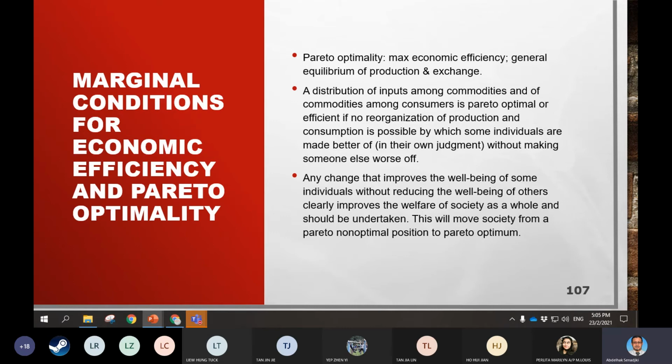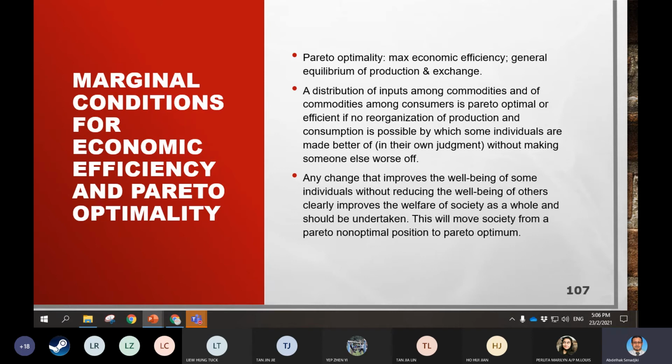Any change that improves the well-being of some individuals without reducing the well-being of others clearly improves the welfare of society as a whole and should be undertaken. This will move the society from a Pareto non-optimal position to a Pareto optimal one. So if we can make someone better off without making another one worse off, then we are not at the Pareto optimum.